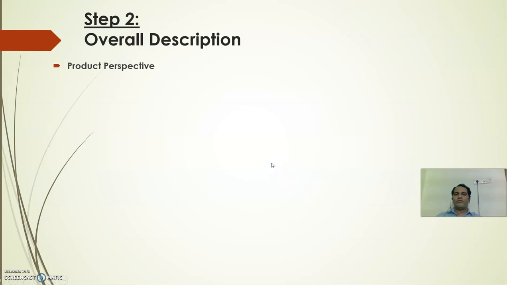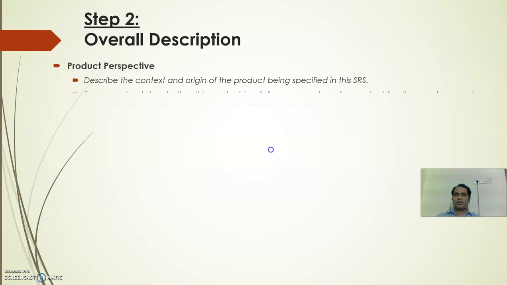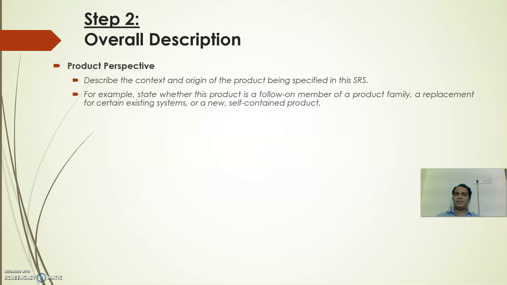In step 2, we will go for the overall description, where we mention the product perspective, under which we need to describe the context and origin of the product being specified in this SRS. In which context has the product come out, what is the origin of the product? For example, state whether this product is a follow-on member of a product family. I may already have a package of products, and I may be adding one more application into that package. In such a case, I need to mention a replacement for certain existing systems or a new self-contained product, and that should be maintained here.